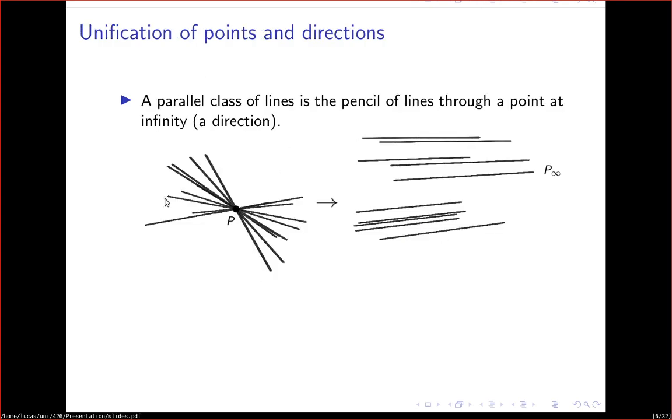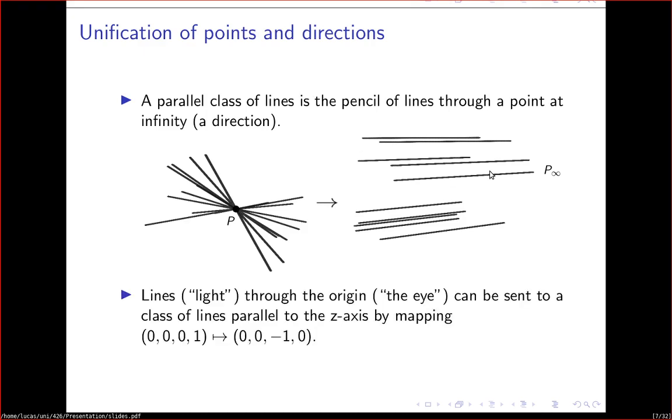So here's the idea. We know that the origin should be mapped probably to the negative z-axis, and the unification of points and directions in projective geometry is really useful for that, because we can just say the homography we want maps this point to this direction. And it's just this, light through the origin, the eye, etc.